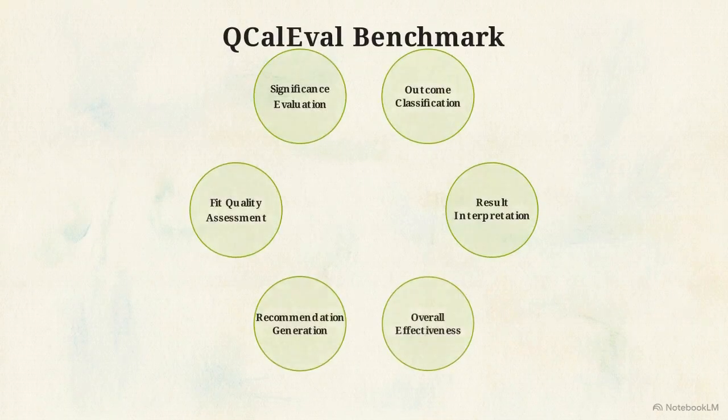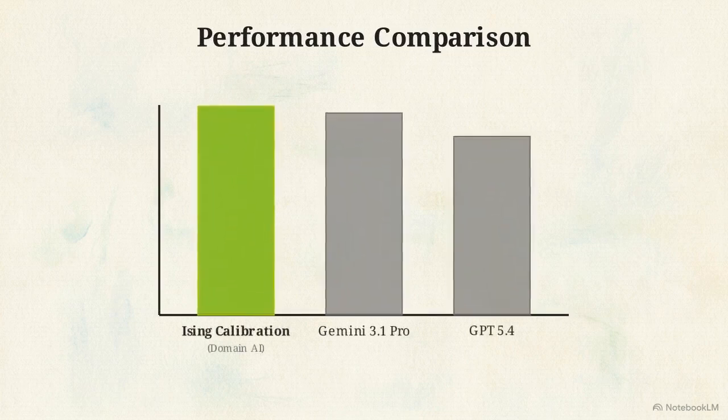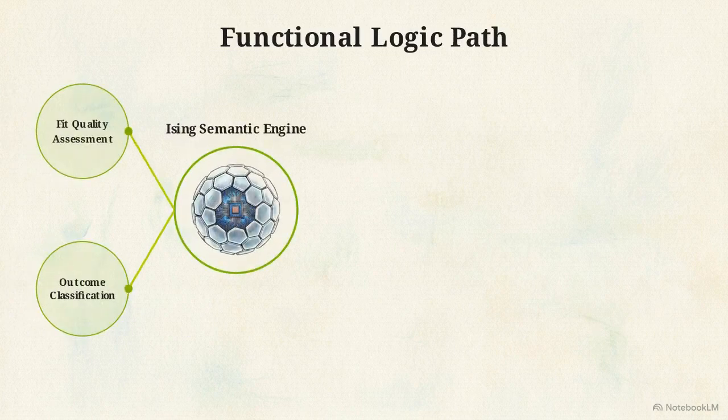This chart details the results of the QCal-eval benchmark, a 6-part semantic scoring test designed by hardware manufacturers to evaluate plot interpretation. The domain-specific Ising model outperformed top-tier general models, beating Gemini 3.1 Pro by 3.2% and GPT 5.4 by 14.5%. The system's effectiveness comes from its ability to assess fit quality and classify outcomes against theoretical benchmarks.